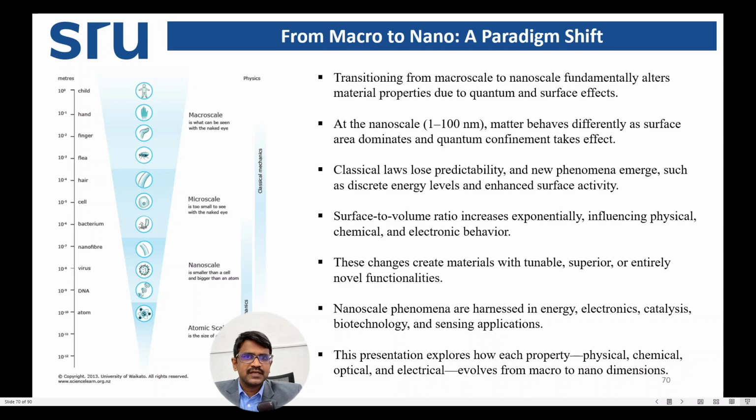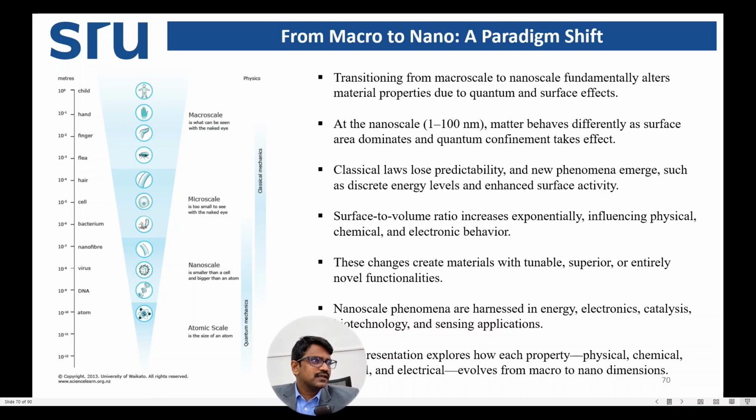When you go to the atomic level, whenever we discuss electrons, protons, neutrons, and all these things, it is in the order of 10 to the power minus 10 meters. So we can say that it is the atomic level.